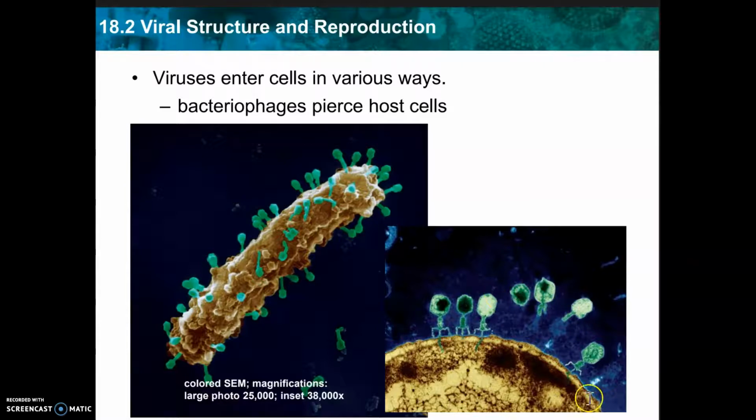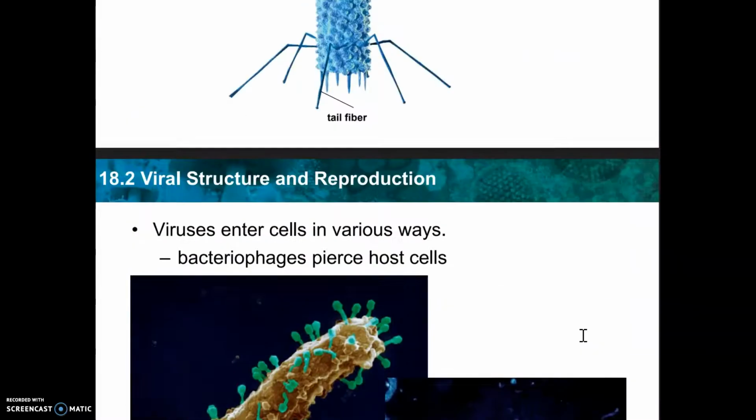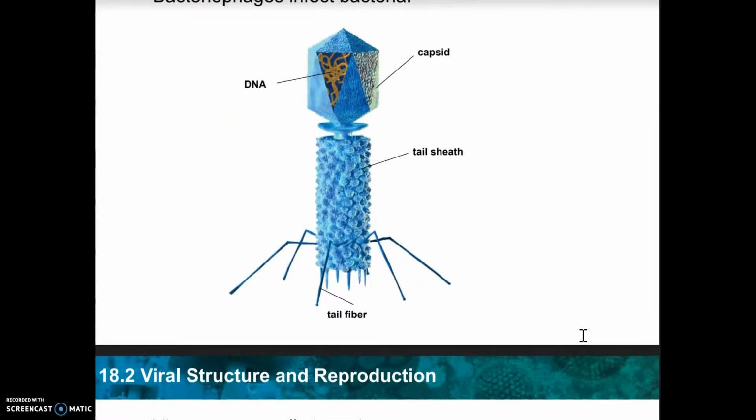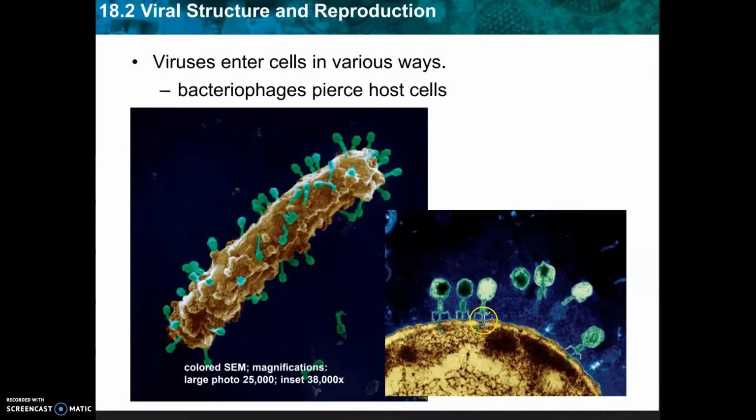Here's another image. You can see a more defined look of the tail sheath and the tail fibers, as well as the capsid, and even the DNA of each of the viruses on this bacteria.